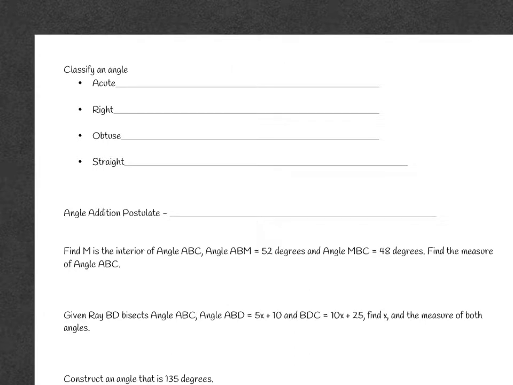So there's 4 ways to classify an angle by its measure. An acute angle is less than 90 degrees. A right angle is equal to 90 degrees. An obtuse angle is in between 90 but less than 180. And a straight angle is 180 degrees.